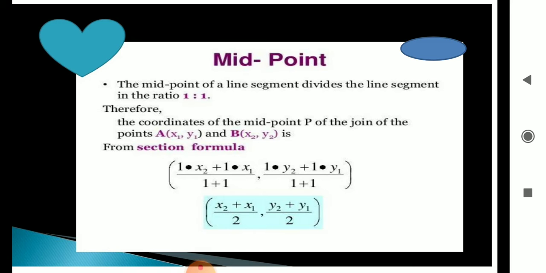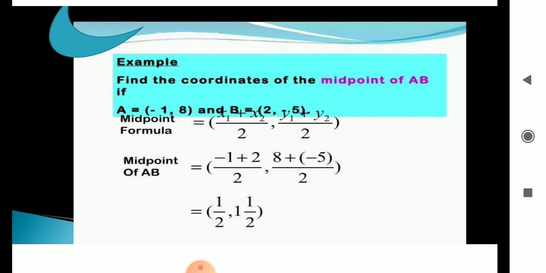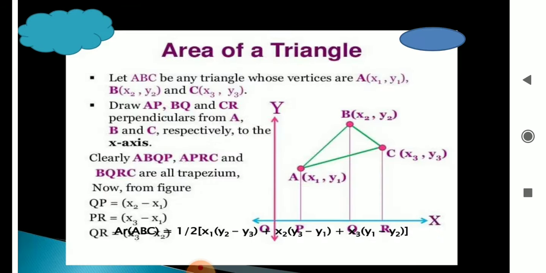So in this condition the formula for the midpoint is x1 plus x2 upon 2 and y1 plus y2 upon 2, because m1 and m2 are in ratio 1 to 1. So for the midpoint formula you can say that if the 2 coordinates are given, then the midpoint will be x1 plus x2 upon 2 and y1 plus y2 upon 2. Similarly, there is one example question given. You can go through this example and you will be able to find the midpoint.